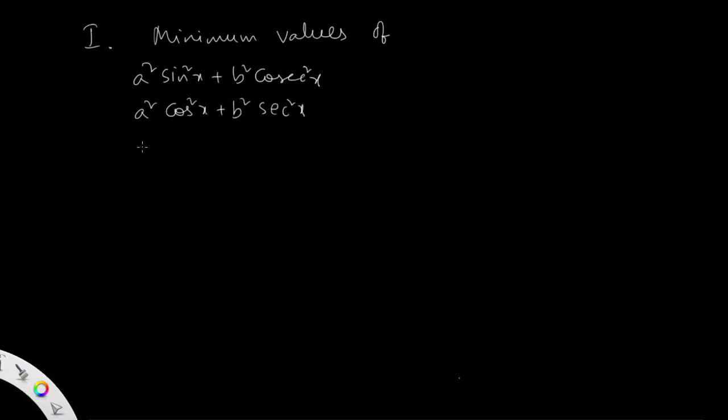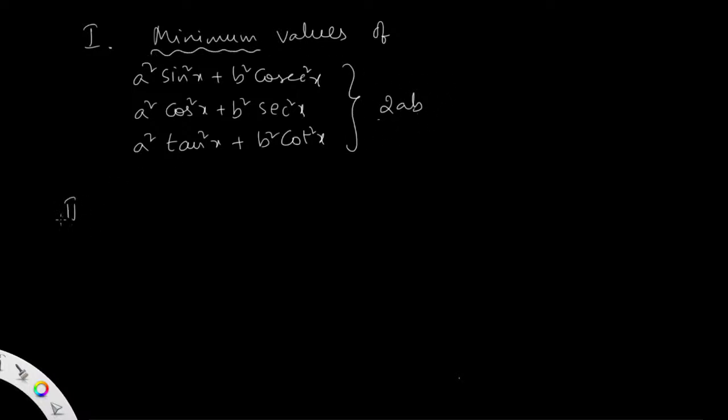We can conclude that the minimum-value formulas are for the forms a square sin square x plus b square into cosecant square x, or a square into cos square x plus b square into secant square x, and the third type a square tan square x plus b square into cot square x. For any of these the minimum value is 2ab, going to infinity. They will not ask for the range; you only substitute to get 2ab as the minimum value.